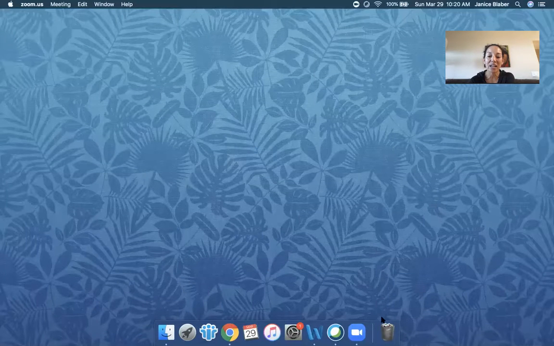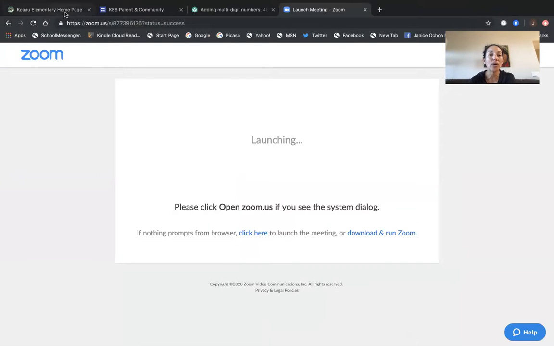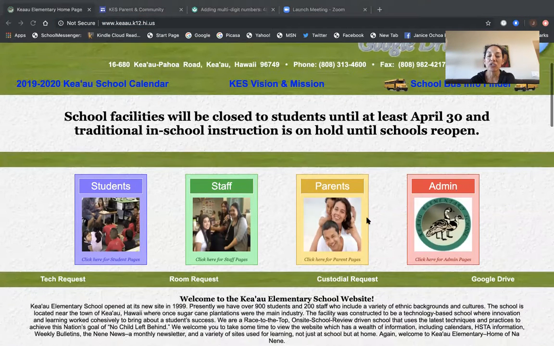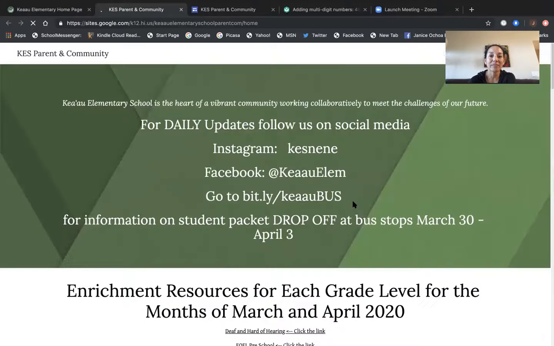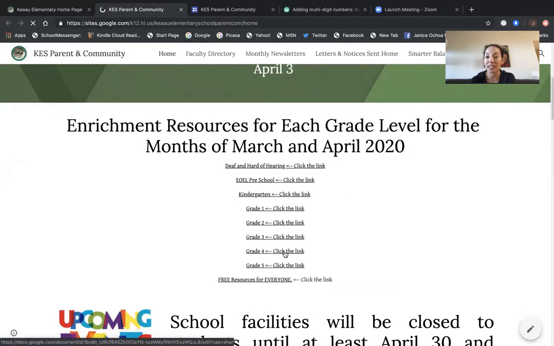All right, so I'm going to share my screen and show you what my computer looks like on my desktop, because in case you want more resources at home, you can go to our school website, keaau.k12.hi.us. Go there, scroll down to the parent page or the student page. Click on the parent page, scroll down to the bottom, and click on grade 4 because you're in 4th grade.